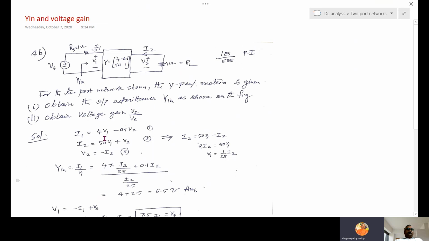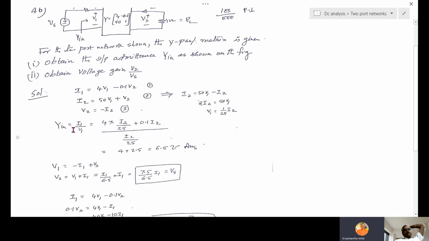So since Y parameter is given, you write equation 1 and 2, I1, I2 in terms of V1, V2. Y is already given. Then V2 equal to minus I2 into 1. So minus I2, third equation. Now what is Yin? I1 by V1. Go through these steps and eliminate all unwanted variables. I1 by V1, so you got the answer.